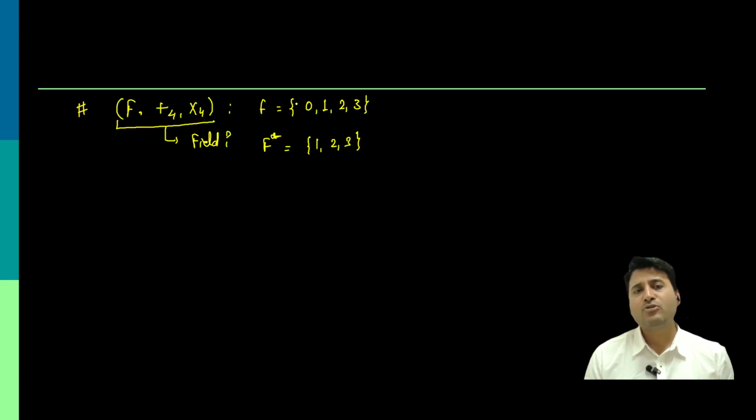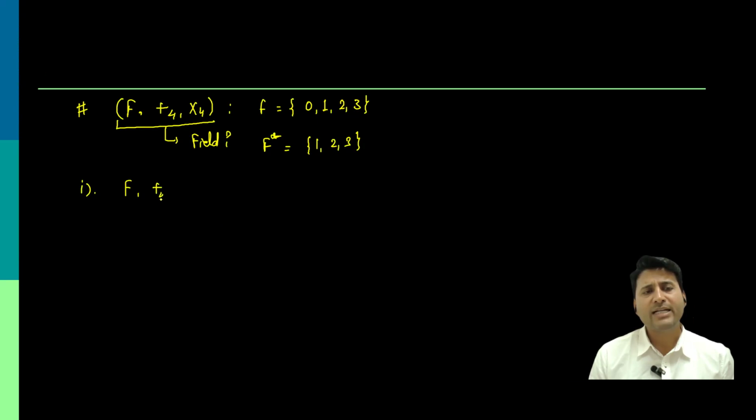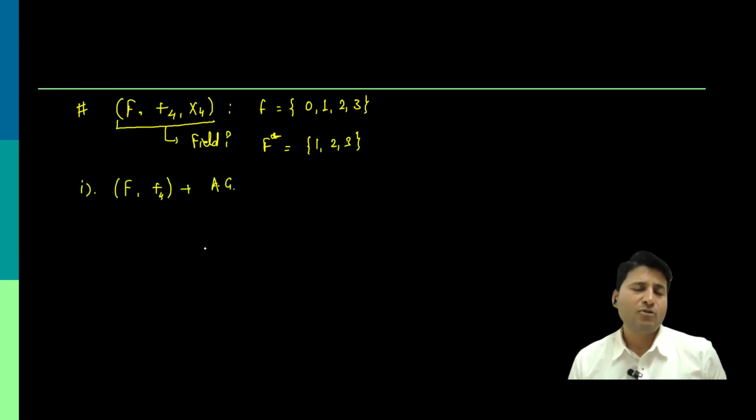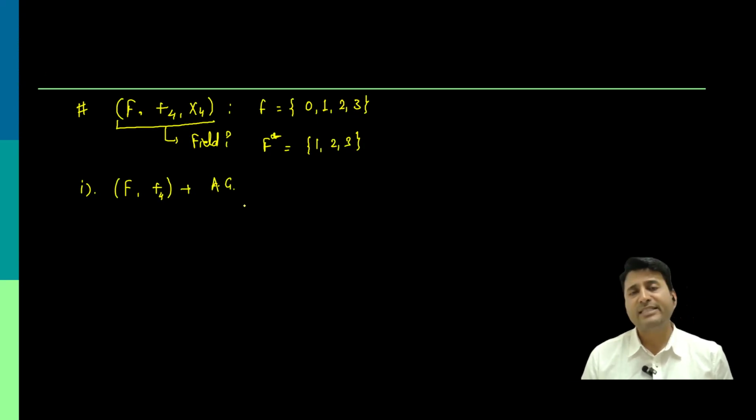Okay, so we are supposed to prove the first property, which says that F with respect to addition modulo 4 is an abelian group. Abelian group means it will satisfy the five properties, which are closure, associativity, existence of identity, existence of inverse, and the last one is commutativity.